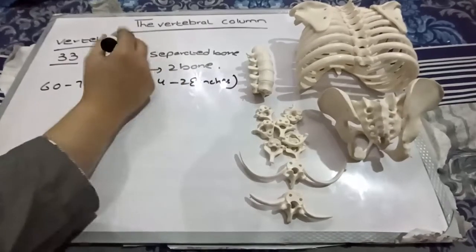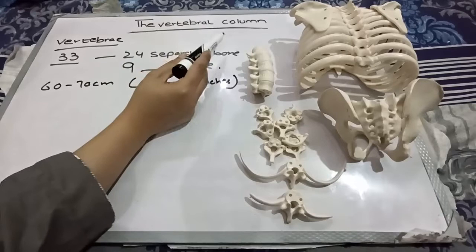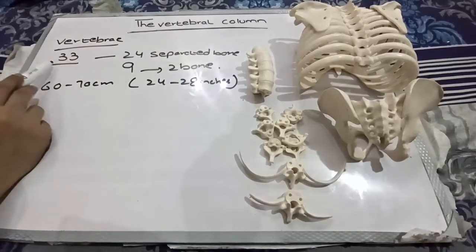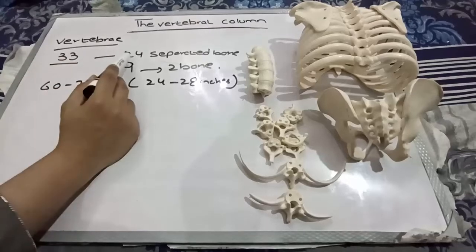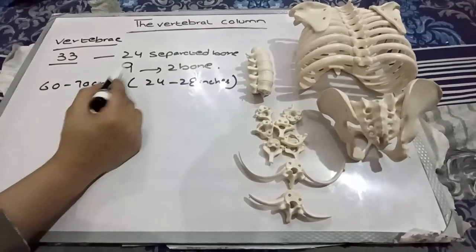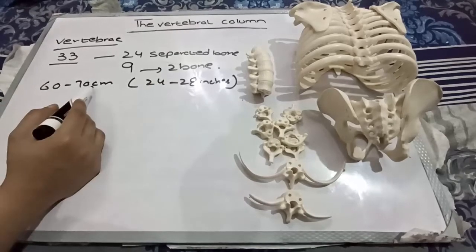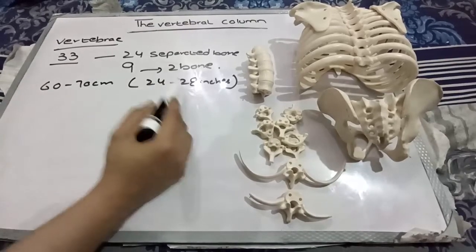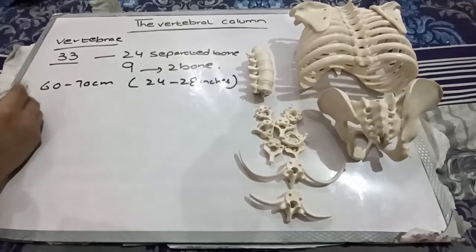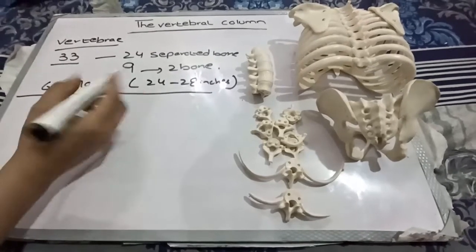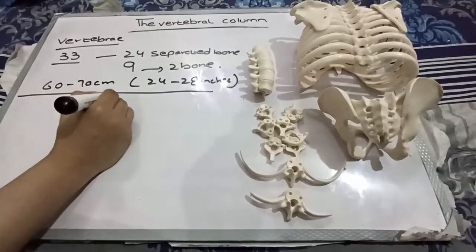So basically our vertebral column, which is also called the spinal column, is composed of flexible bones called vertebrae. There are a total of 33 vertebrae, among which 24 are separated bones and 9 fuse to form 2 bones. It is 60 to 70 centimeters long, and in inches it is 24 to 28 inches. Vertebrae are named according to the regions they occupy. So there are 5 main regions.